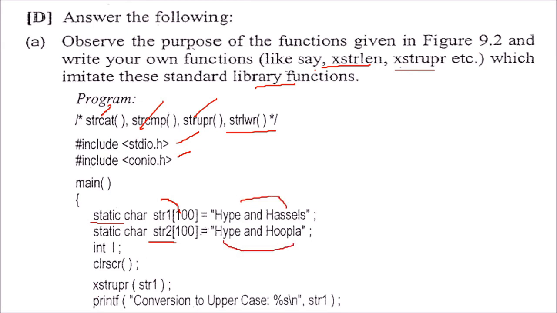Now this xstrupr is to make the string upper. This function we are going to make just now, but when the string is passed, it will make it uppercase. Similarly, when you pass str1 to xstrlwr, it will make it lower. When you say xstrcmp, it will compare these two strings. When you want to concatenate str1 and str2, they will be concatenated and shown in str1. Let us see these one by one.